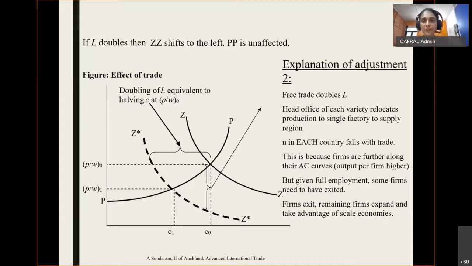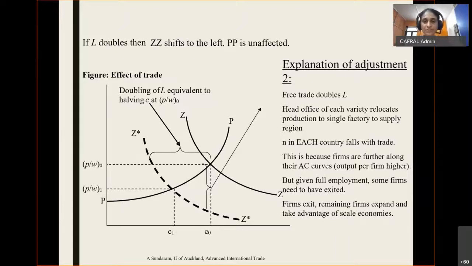But if each firm is producing a lot more, given that your resources are fixed and labor cannot move between countries, what we're saying is some firms are expanding, right? And that can only happen if some firms exit, because you just have the same L. Okay. So given full employment, some firms need to have exited the market. In other words, the number of varieties in each country is going to go down. Okay, so let's be very, very clear about this.